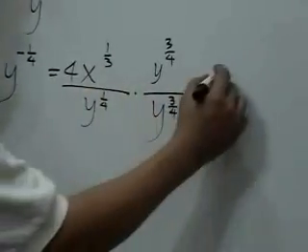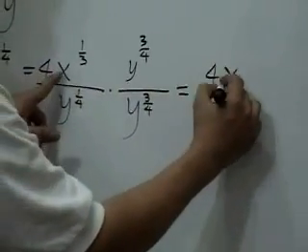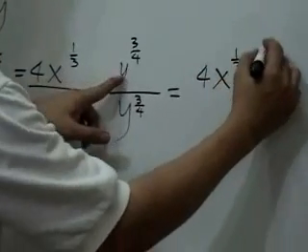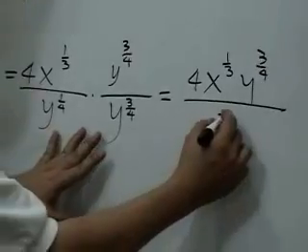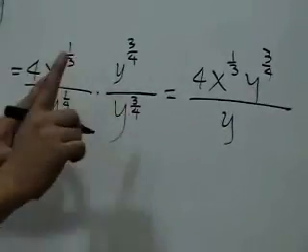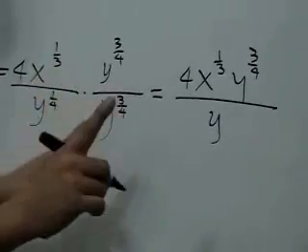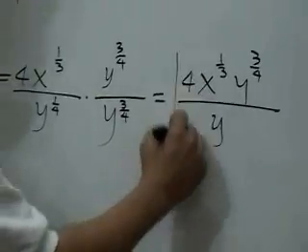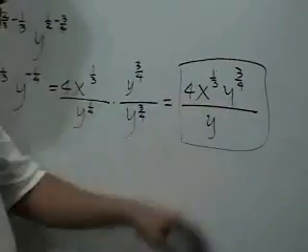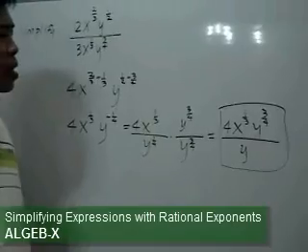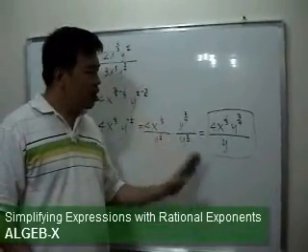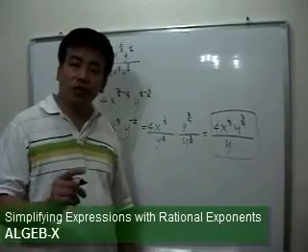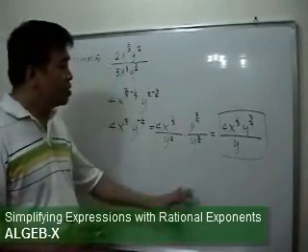And combining, we have 4x^(1/3) times y^(3/4) all over y to the 1/4 plus 3/4, or 4/4, or 1. So this fraction satisfies our requirement. You can see there are no zero exponents, no negative exponents, and there is no fractional exponent in the denominator.